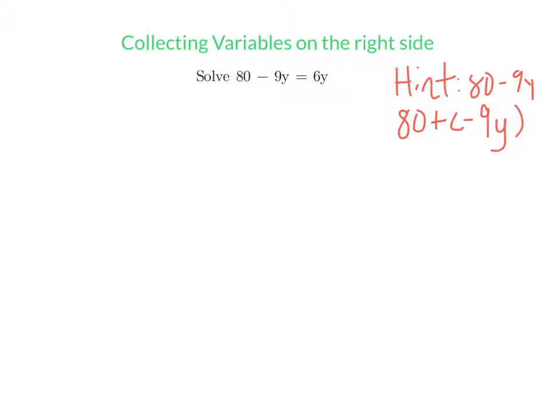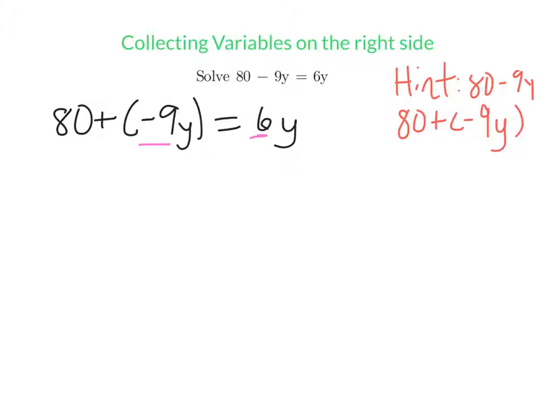So if we just rewrite our equation here, now we can see that 6y is bigger than negative 9y, because if you did it on a number line, 6 is on the right side and the negative 9 is on the left side, and so the 6 is bigger. So we're going to collect our y terms on the right side because that's the bigger number, and that way we will get a positive coefficient.